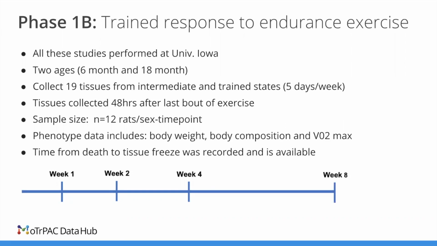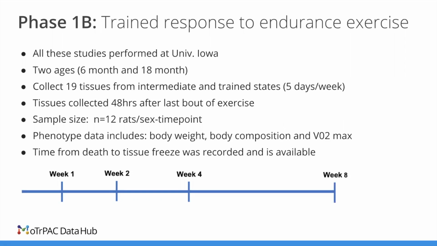The training included 5 days of treadmill running per week. In this case, Sue Bodine led this arm, and she was able to do VO2 max measures on these animals. So she kept them working at or right around 70% of their VO2 max throughout the training protocol. So obviously the workload was increased as they became trained, but it was all very well controlled. All the tissues were collected at exactly 48 hours after the last bout of exercise. The sample size is quite large. It's 12 rats per sex per time point.